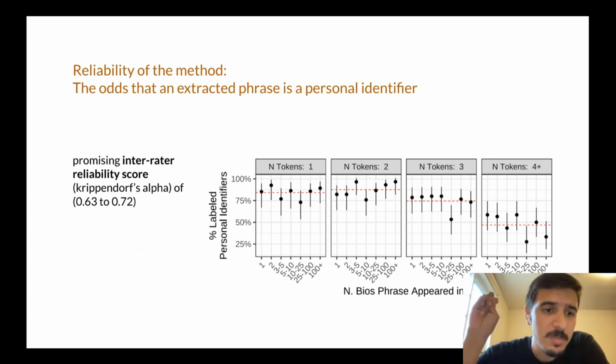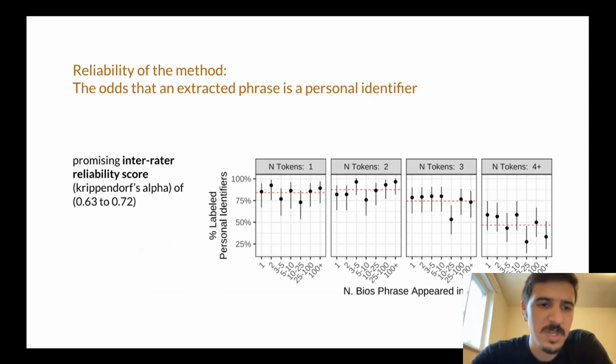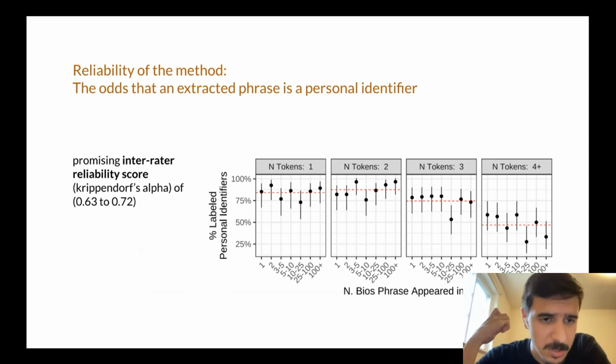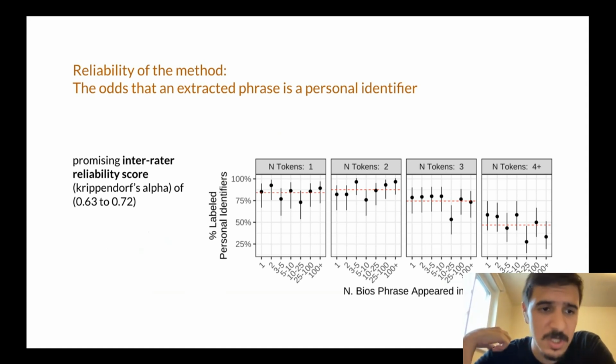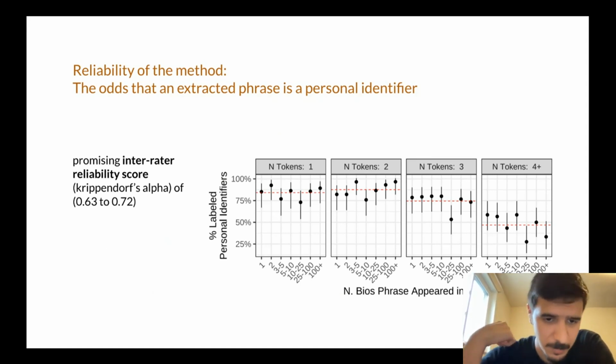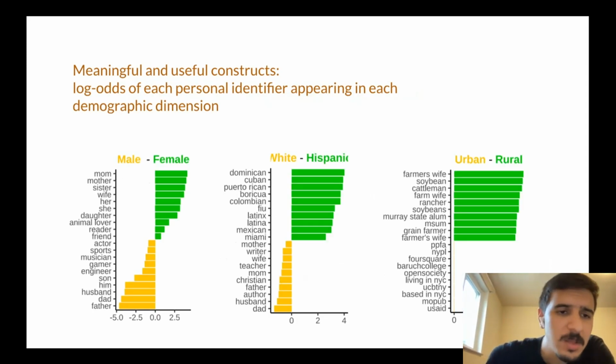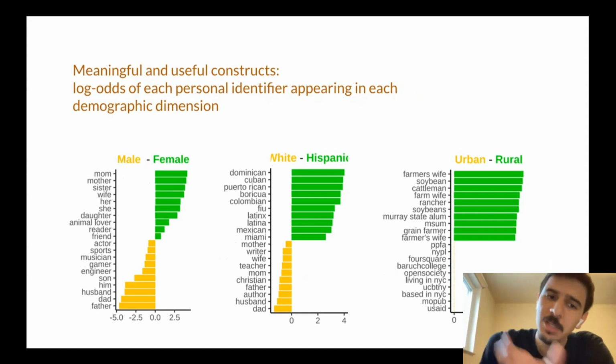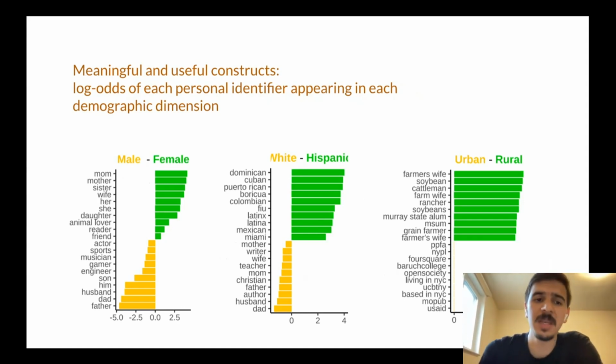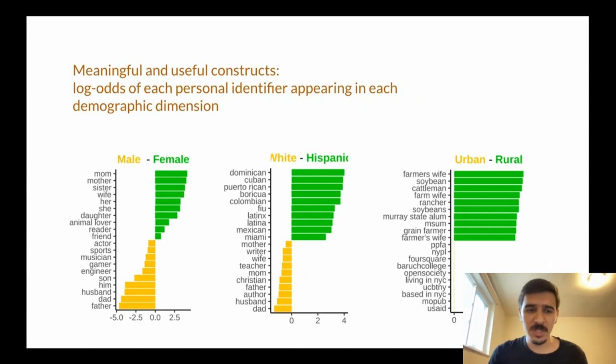Also, we report Krippendorff's alpha as a measure of our inter-rater reliability score in annotation, which is a promising score between 0.63 and 0.72 between the authors of this paper. Also, by calculating the log odds of each personal identifier appearing in each of the demographic dimensions, we show that the algorithm is extracting meaningful and useful constructs.